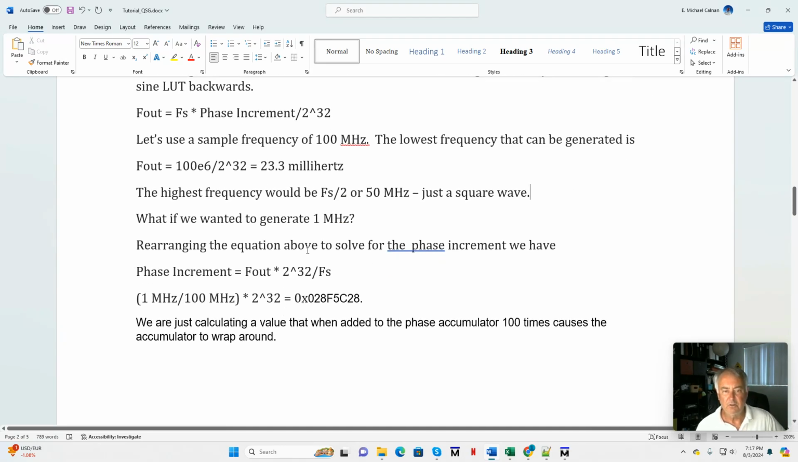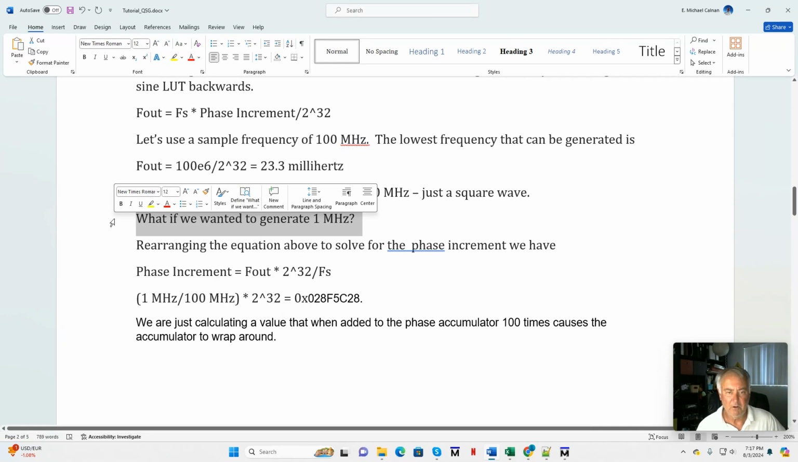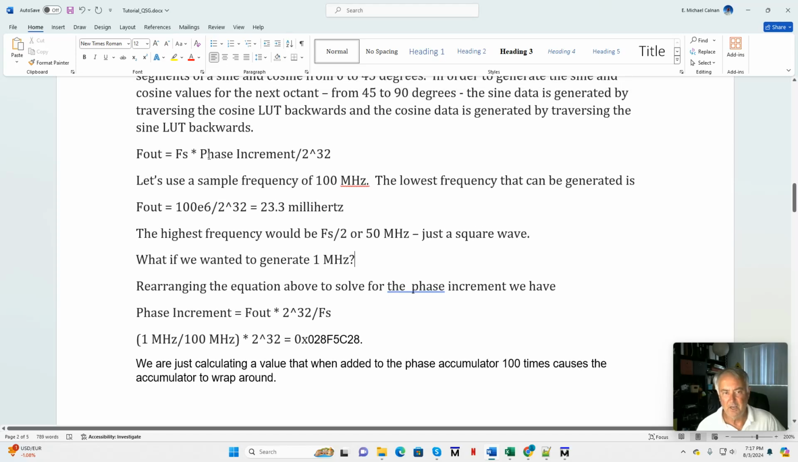So as an example, what if we wanted to generate 1 megahertz? We can rearrange this equation to put the phase increment there on the left side.